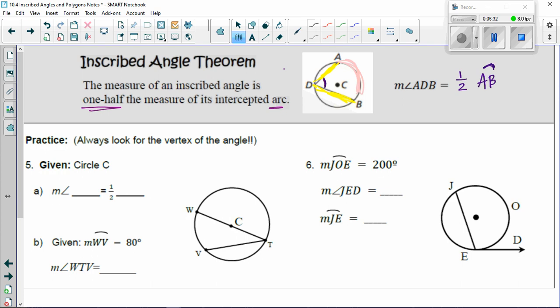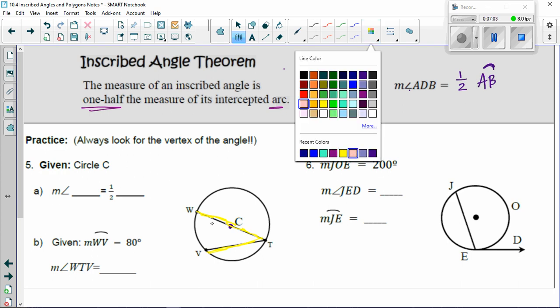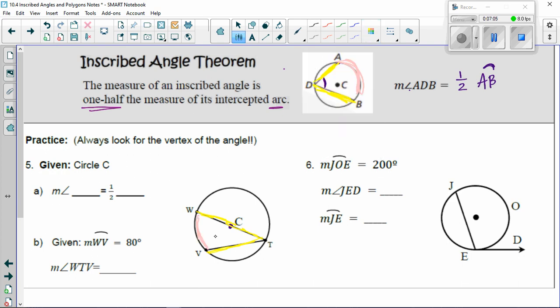Make sure you're familiar with the arc. We have an angle symbol and an arc symbol. So always look for the vertex of the angle. Given circle C, it's called circle C because C is the center. What angle is half of what arc? If you look over here, we trace it out again. We're talking about this angle. I'm going to go ahead and color the pink and the yellow.